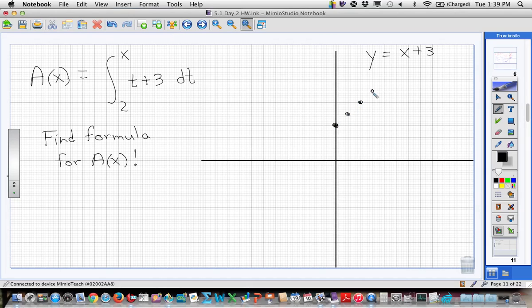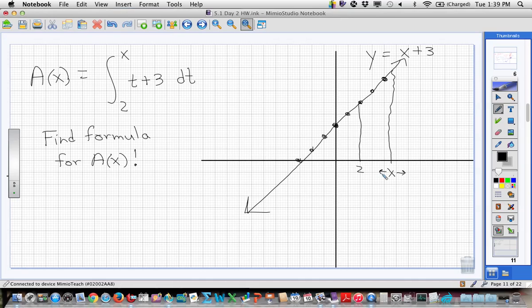Okay, slope of 1. Yours doesn't have to be real fancy or anything. Just give yourself a line. Okay? Like so. And we're going to do the area from 2, that's going to be our left edge, to x. Now, where's the x? We don't know. It's over here somewhere. Remember, this x can slide.